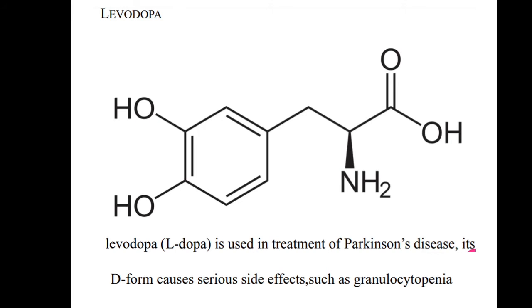The next example is levodopa or L-dopa. It's a drug used in the treatment of Parkinson's disease. Its D form causes serious side effects. So here also it is very essential to separate out the D form of the levodopa.